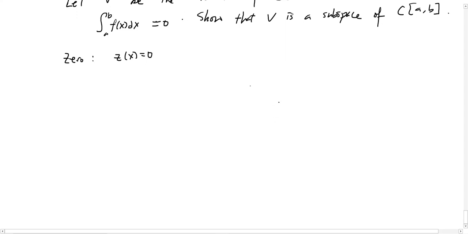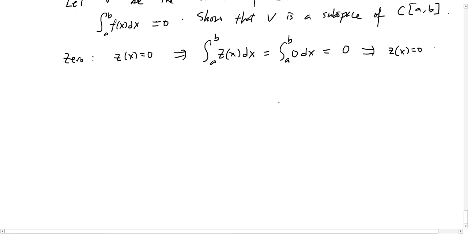So let's see what happens here. If I look at the integral from A to B of the function z of x dx, that would just equal the integral from A to B of 0 dx, and that would automatically equal 0. So that implies that z of x equal to 0 is within V. The zero function satisfies the condition set for the subset V. So that's good.